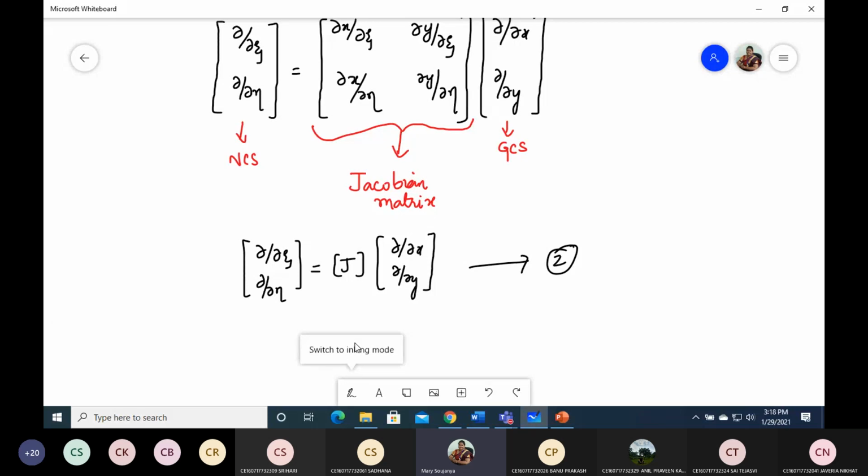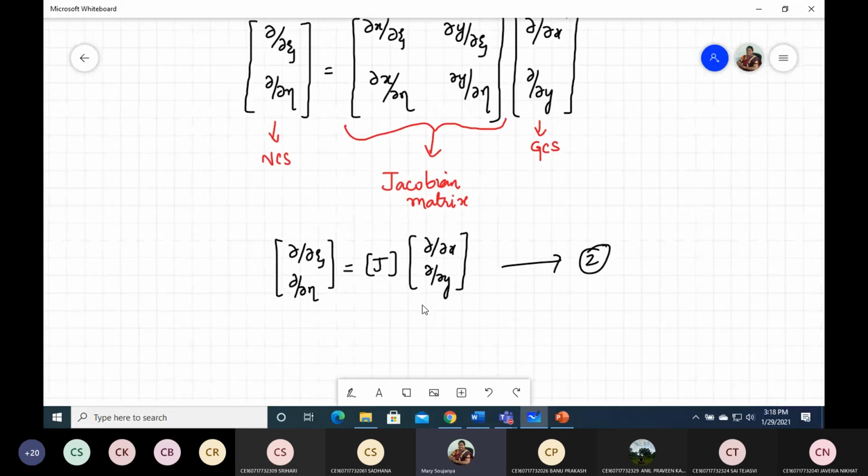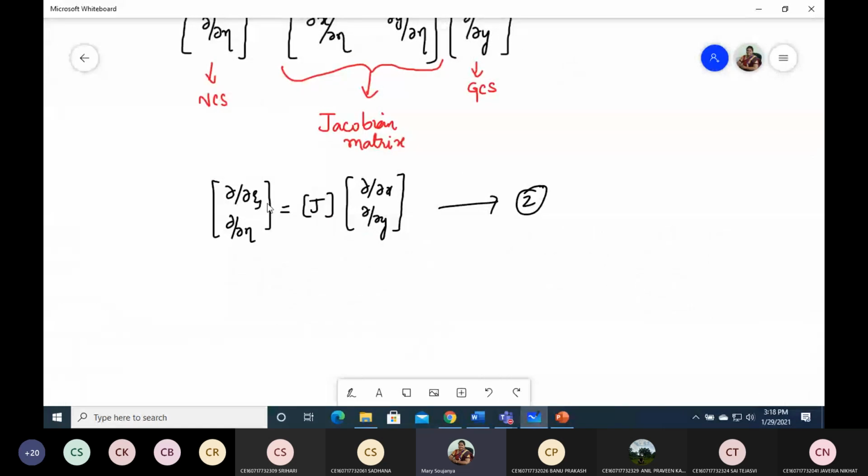Now that we know what the Jacobian matrix is, it is easy for us to go either from GCS to NCS or from NCS to GCS. The point is we have to know the Jacobian matrix for any element. Now we'll take that for an isoparametric element. Are we clear until this point? Yes, ma'am.